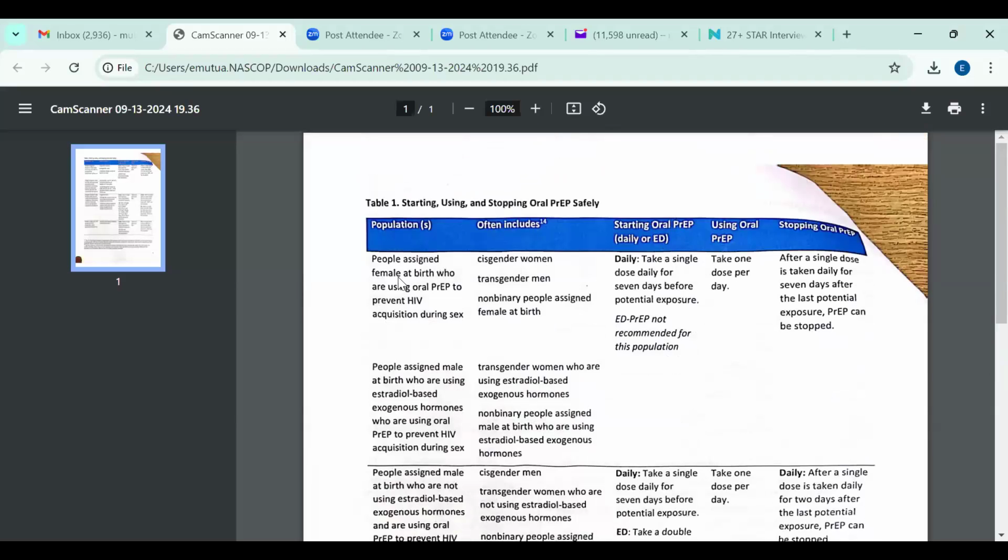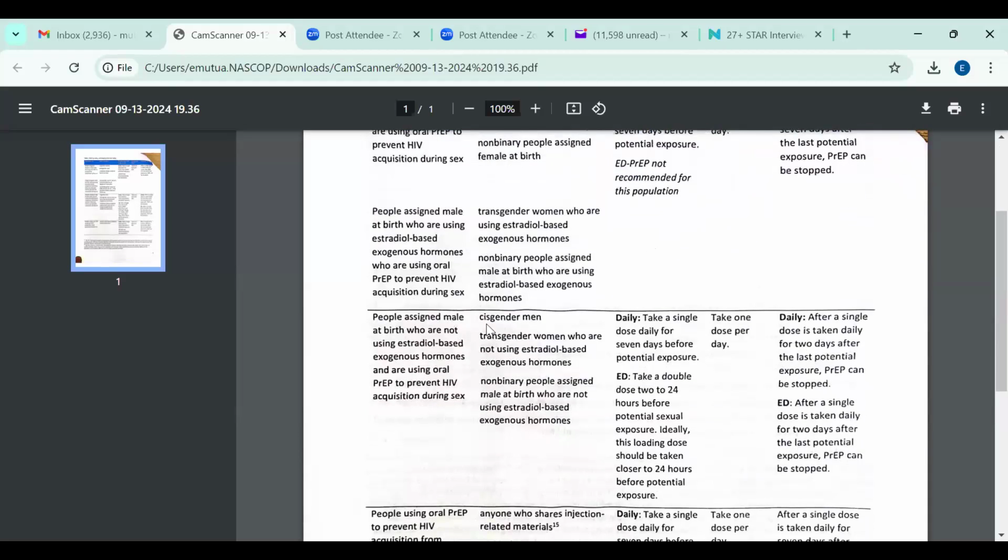For the population of people assigned female at birth who are using oral PrEP to prevent HIV acquisition during sex, for those taking the oral PrEP, it's daily. Take a single dose daily for 7 days. And remember, the correct medication for PrEP here is TDF/FTC, that is tenofovir disoproxil fumarate and emtricitabine, the first line PrEP drug we have, or you can take TDF/3TC, tenofovir plus lamivudine. So they are supposed to take 1 dose per day. Stopping is after a single dose is taken daily for 7 days after the last potential exposure. PrEP can be stopped. And event-driven PrEP is not recommended for this population.